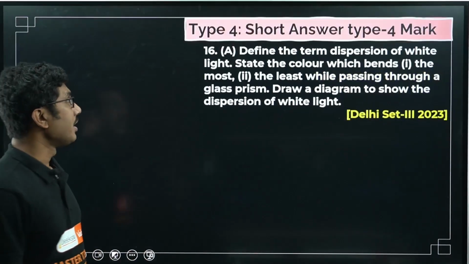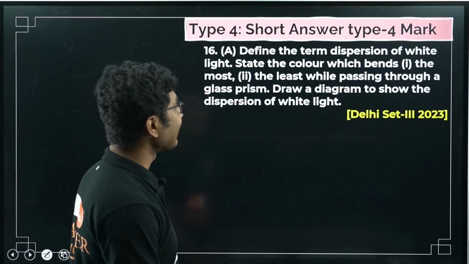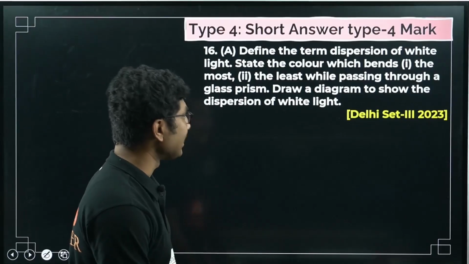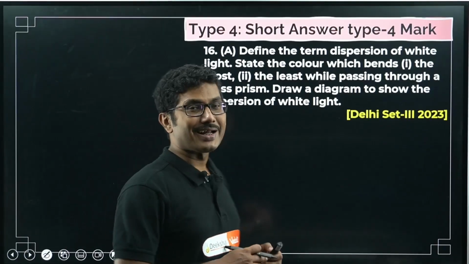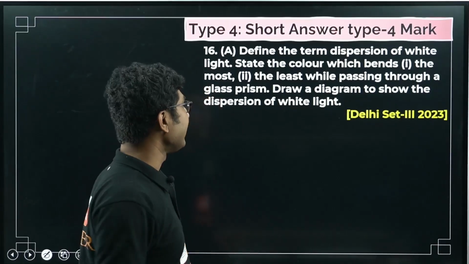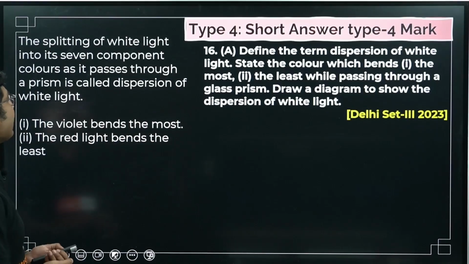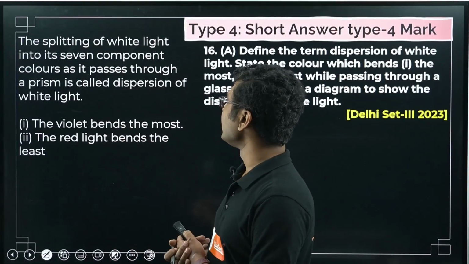Okay, now next, define the term dispersion of white light. State the color which bends the most and the least while passing through a glass prism. Draw a diagram to show the dispersion of white light. So the dispersion of white light diagram, I have already drawn it. But let's see, the splitting of white light into its 7 component colors as it passes through a prism is called dispersion of white light.